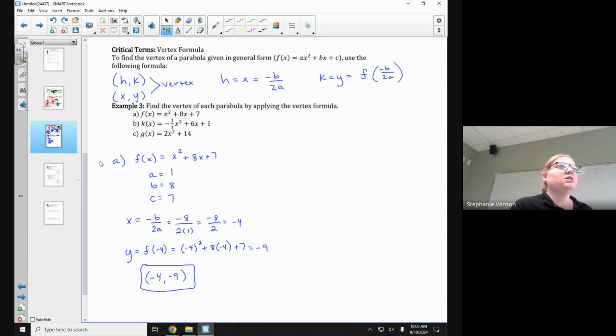Say that one more time, I'm sorry. Like if we had to draw it, a being 1 means it's got to open up. You're absolutely right. And that's really important to understand because you know how both the vertex form and the standard form have a's? Like the a is in the front of the parentheses in the vertex form and the a is just on the x squared in the standard form. That a value is the same. So as long as a is positive, it'll always be up. As long as a is negative, it'll always be down. So you're absolutely correct. Since the a value here was 1 and that's positive, this parabola would have a vertex at negative 4, negative 9 and go up.